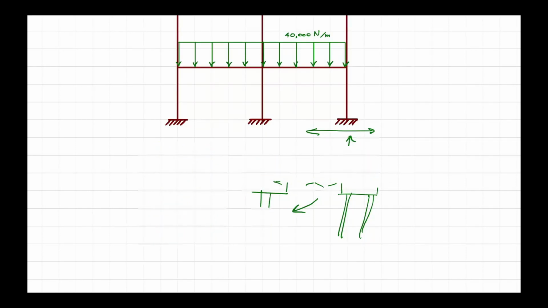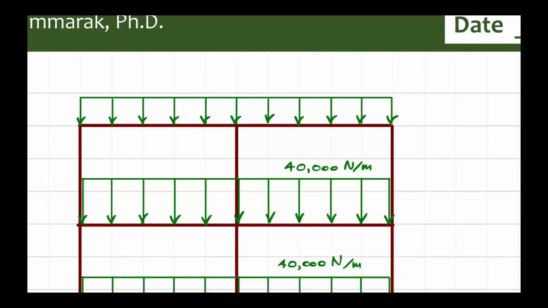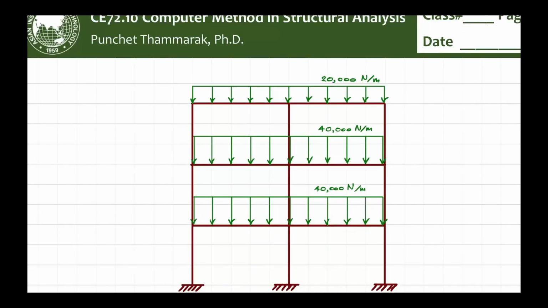And now we have the load. Let's put the roof load. It could be reduced to just half of the other floor. So, okay, about 20,000 Newton per meter length, or 2 tons per meter. Thinner slab at the roof.